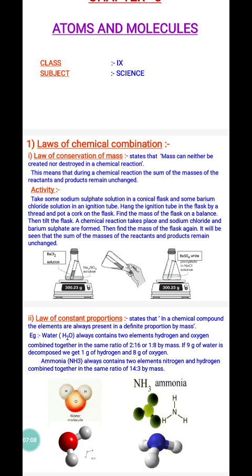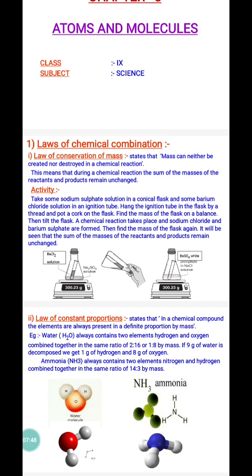It states that in a chemical compound, the elements are always present in a definite proportion by mass. For example, water, H2O, always contains 2 atoms of hydrogen and 1 atom of oxygen. Another example, ammonia, NH3, always contains 1 atom of nitrogen and 3 atoms of hydrogen.